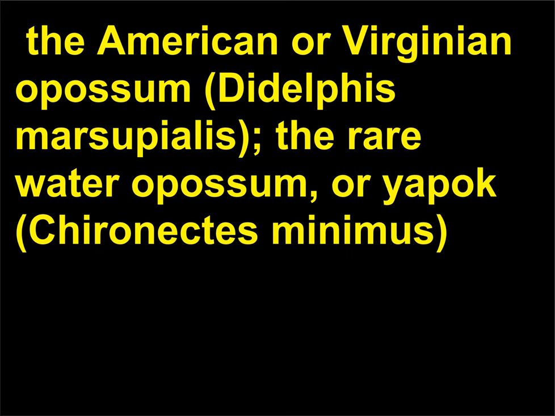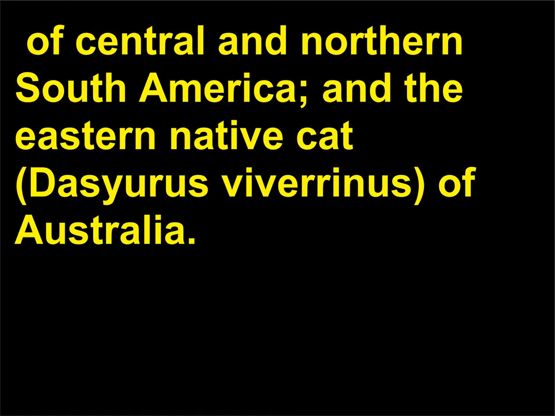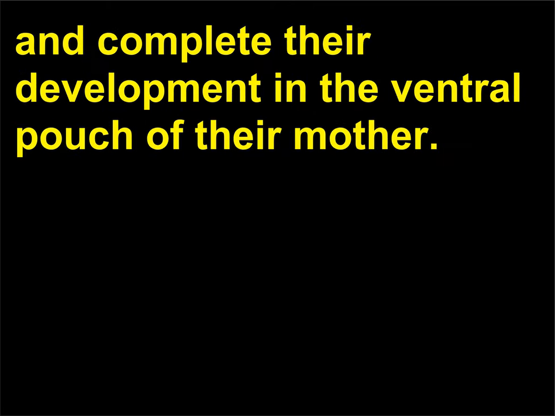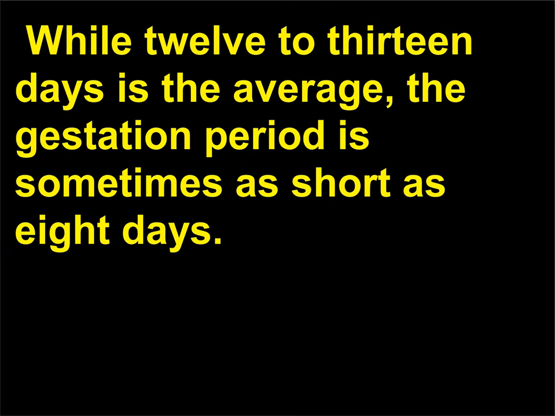The American or Virginian opossum, Didelphys marsupialis; the rare water opossum, or Yapok, Chironectes minimus, of Central and Northern South America; and the Eastern native cat, Dasyurus viverrinus, of Australia. The young of each of these marsupials are born while still immature and complete their development in the ventral pouch of their mother. While 12 to 13 days is the average, the gestation period is sometimes as short as 8 days.